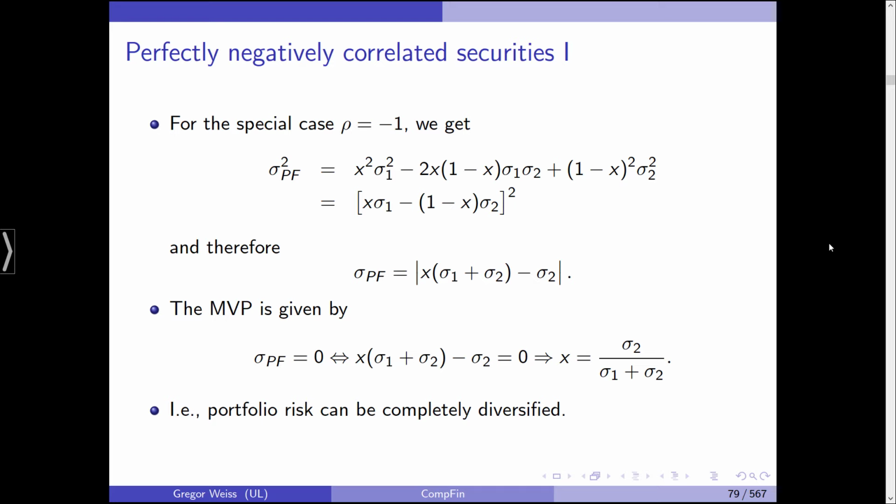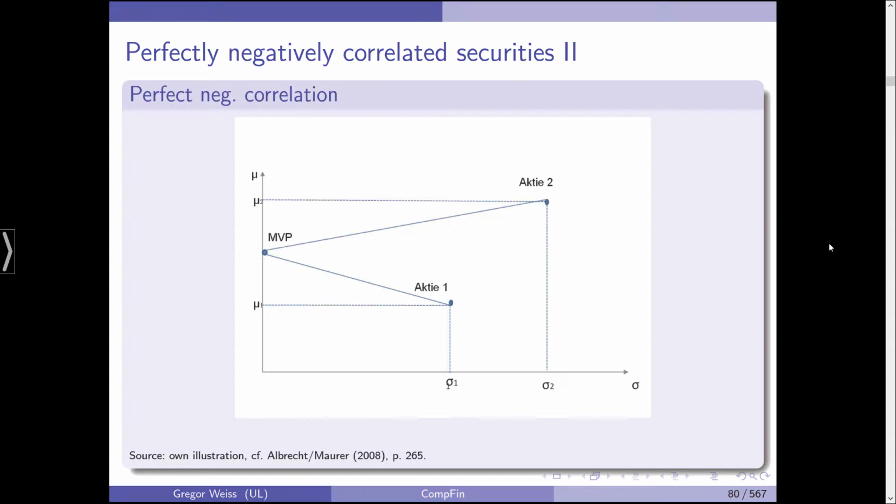We do the same, all the calculations for mu and sigma of the portfolio. Now we plug in rho equal to -1, and we get the two equations for the portfolio variance. And we can also look at the minimum variance portfolio. Actually, in this case, the minimum variance portfolio can give us a portfolio volatility that is equal to 0. So portfolio risk can be completely diversified, and it then looks like this.